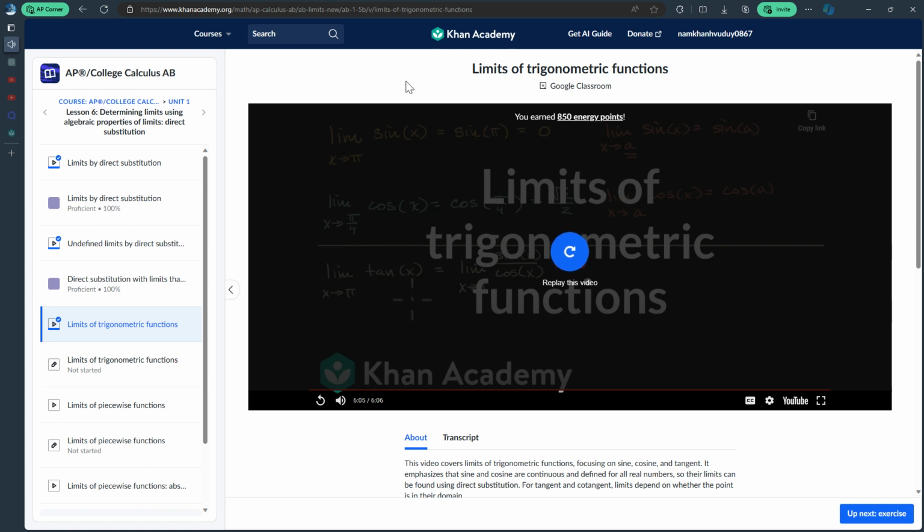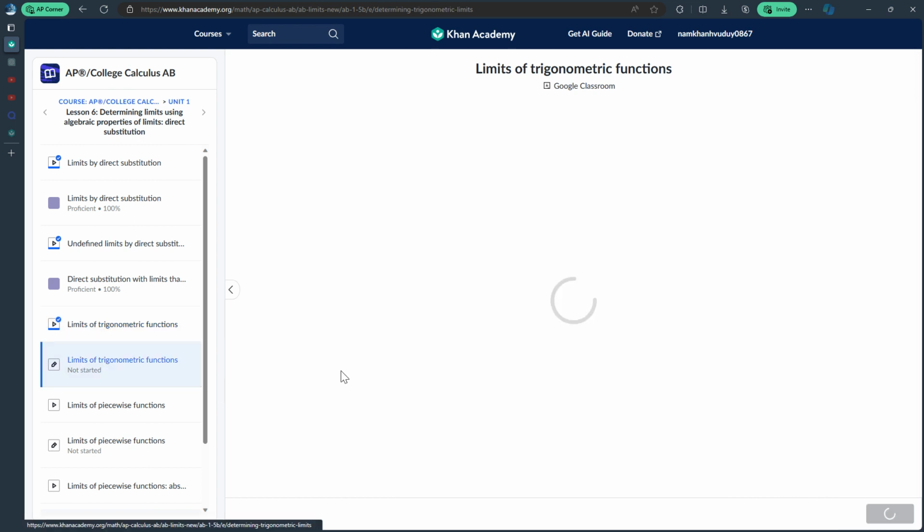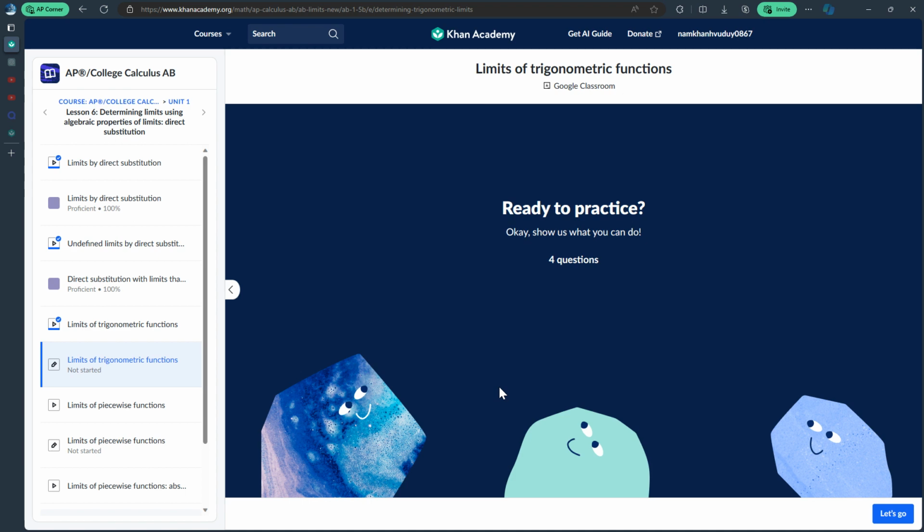Alright, so the lesson is pretty easy. You just need to replace x in your calculator. Just apply formulas to calculate. So let's do the exercise together.